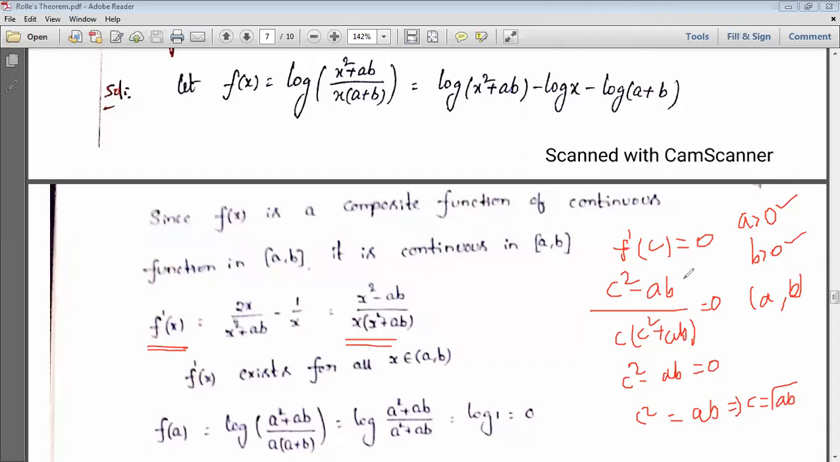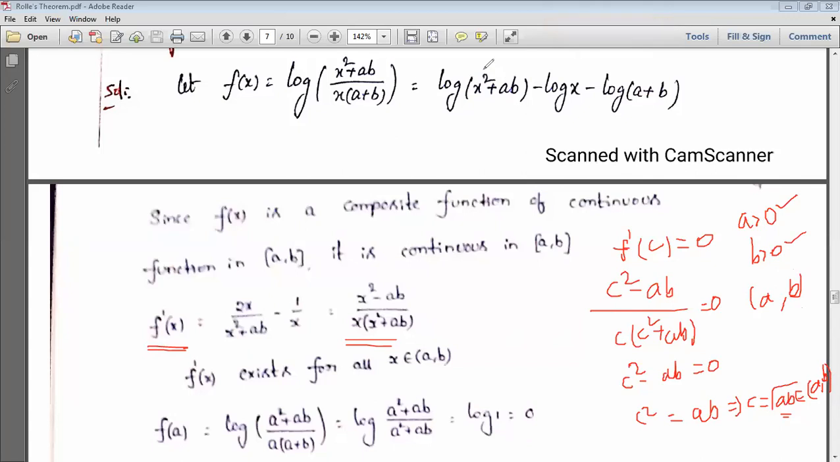This is the interval we can choose, and substitute any value in place of a and b. Obviously that lies between a comma b. So c is equal to square root of ab, which lies between a comma b. So simply we can say, Rolle's theorem can be verified.